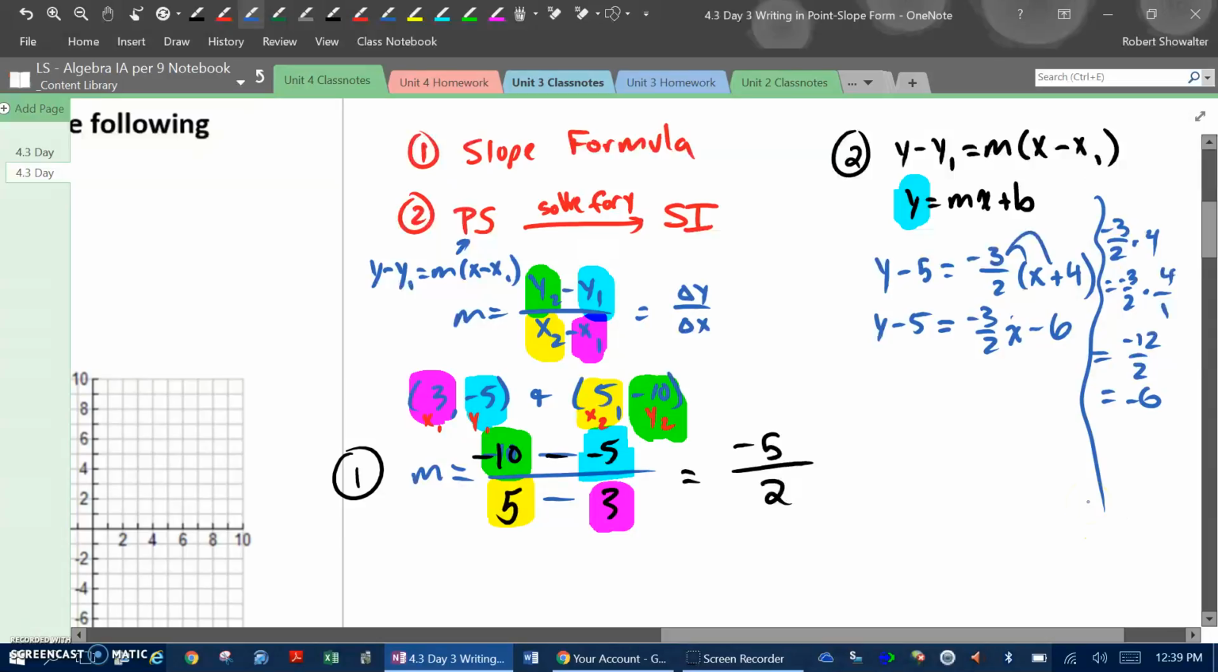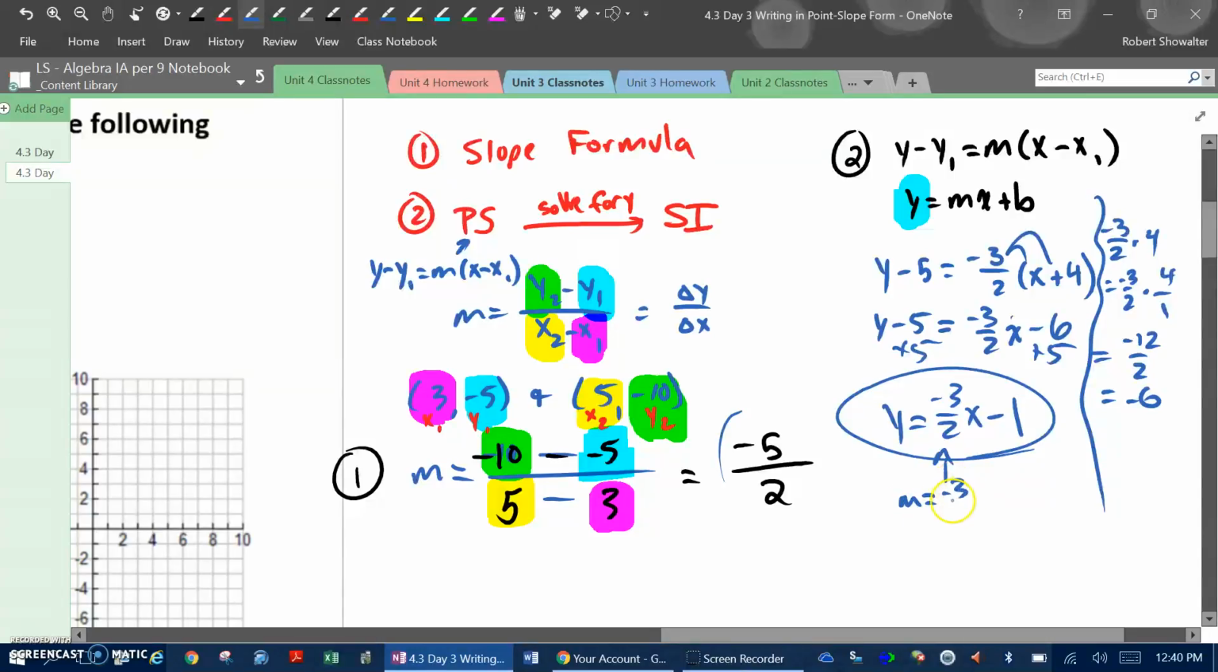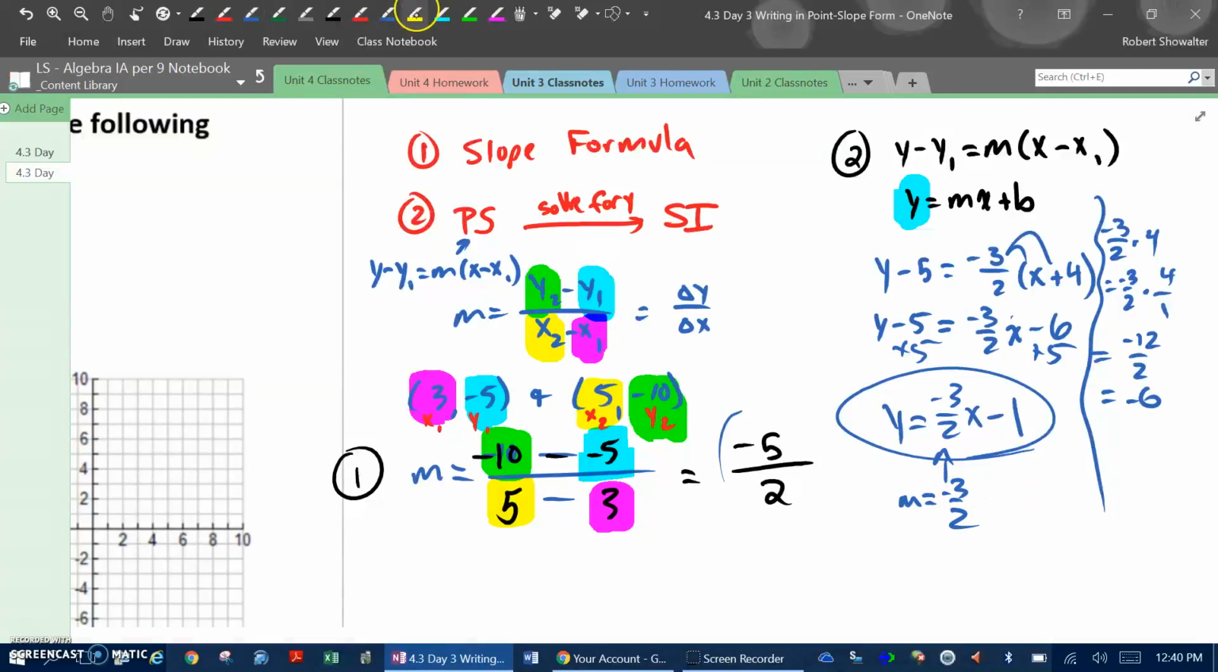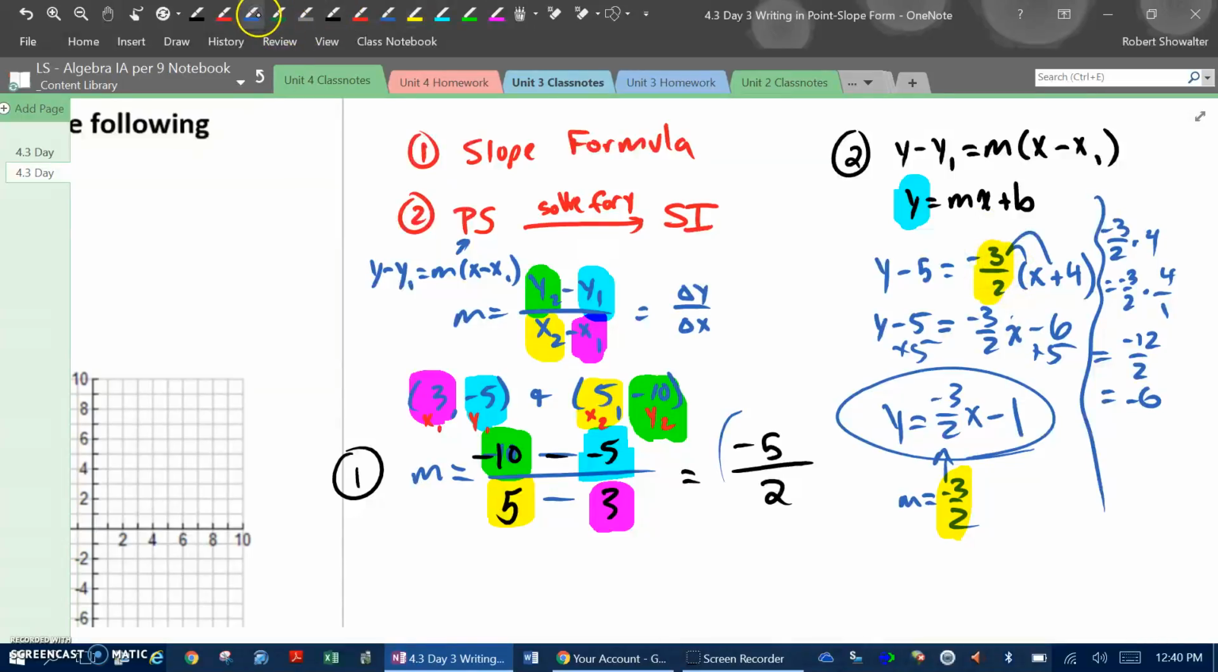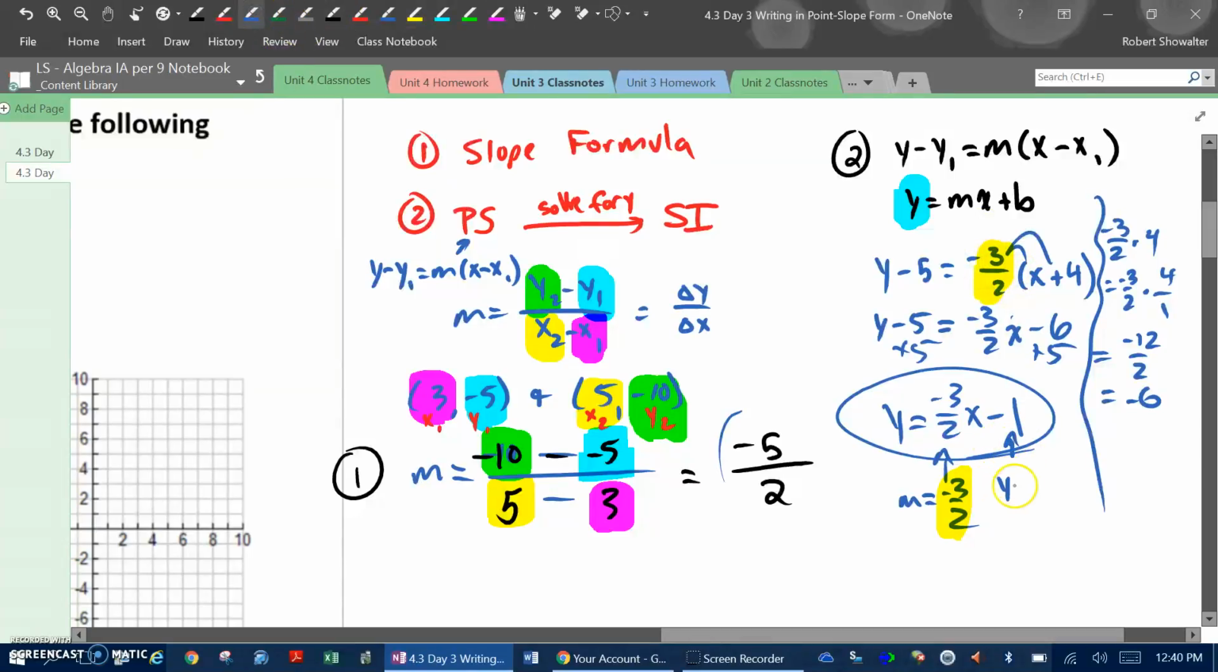And then we turn around and we want to continue to solve for y. So we're going to add 5. We're going to add 5. And we get y equals -3/2 x minus 1. And that would be in our slope intercept form here. Notice we have our slope. When we look at it, we have our slope of -3/2, and that is actually represented in that same spot as it was before. We also have our y-intercept as 0, -1.